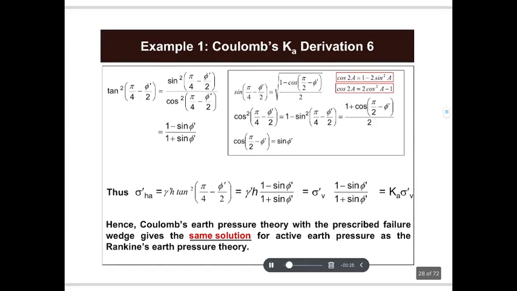This slide shows that the tangent power 2 pi over 4 minus phi over 2 is actually equal to 1 minus sin phi over 1 plus sin phi. Therefore, the sigma ha prime, which is the active horizontal pressure, is actually equal to the Ka times the sigma v prime. Hence, Coulomb's earth pressure theory with the prescribed failure wedge gives the same solution for active earth pressure as the Rankine earth pressure theory.